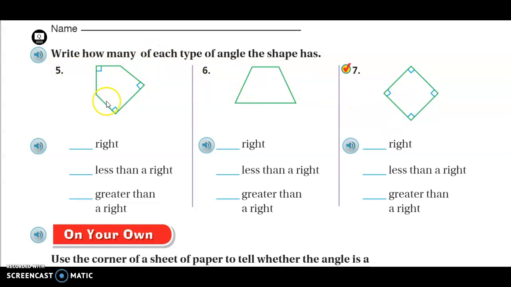So numbers 5, 6, and 7, I want you to look at all the angles, not just the ones that have the squares in them, but look at all the angles, and you've got to figure out how many right angles there are, how many less than, which would be acute, and how many are greater than. So within each shape, label how many there are for each one. All right, go ahead and press pause and work.